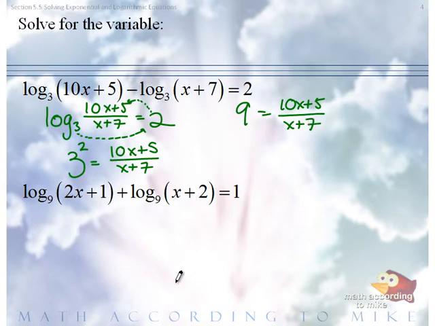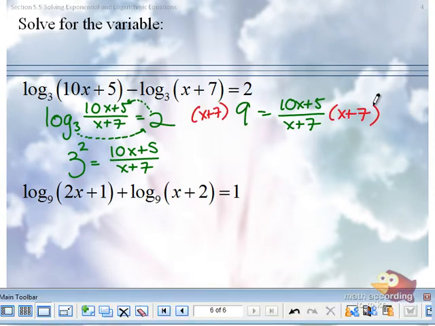So go from here. What are you going to do to both sides of this equation? Which is x plus 7. Very good. So on the right, the x plus 7s would cancel. On the left, the 9 distributes through, so you have 9x plus 63 equals 10x plus 5.